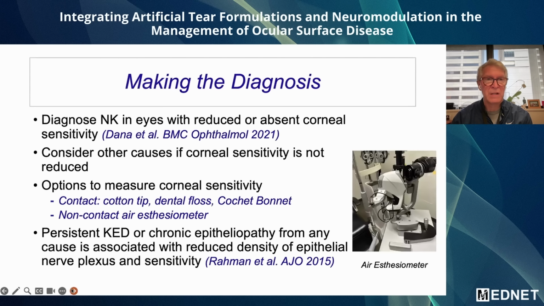And now we have a new option, a non-contact air aesthesiometer that can mount on the slit lamp and has 5 levels of stimulation. And persistent corneal epithelial defects or chronic epitheliopathy from any cause is associated with reduced density of the epithelial nerve plexus and sensitivity.